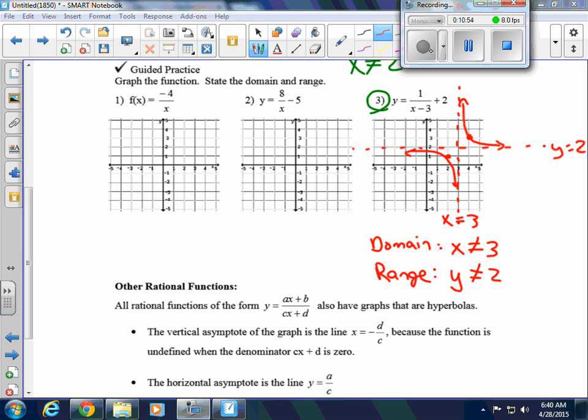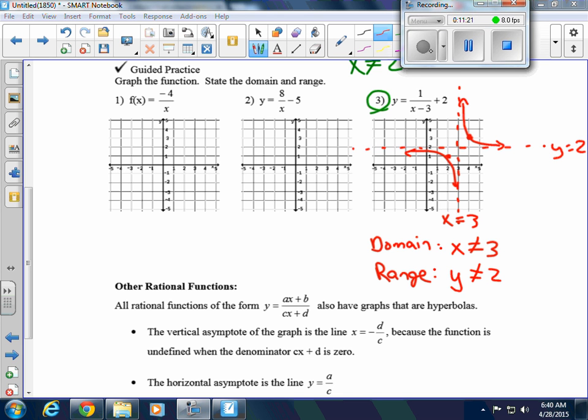So here is the solution to question number 3. Notice again, the graph is shifted to the right 3 units and up 2 units. So the domain is now x is not equal to 3, and the range is y cannot be equal to 2. So realistically, you could tell what the domain and the range are of these functions without even graphing them.